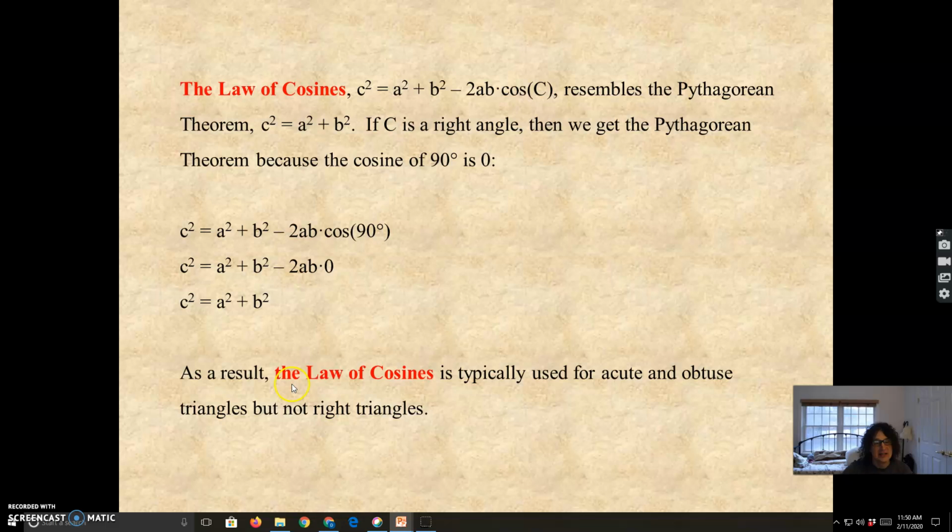As a result, the law of cosines is typically used for acute and obtuse triangles, but not for right triangles. For right triangles, you would typically use SOHCAHTOA or the Pythagorean theorem. You most likely would not use the law of cosines. Mathematically, you could use it, but it's much easier not to use it.